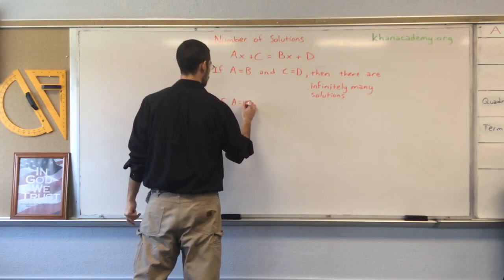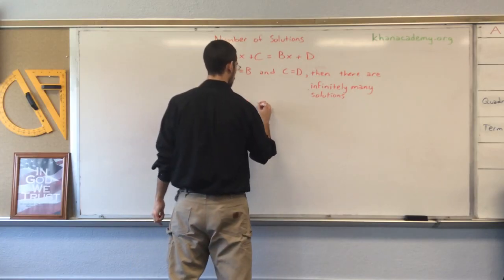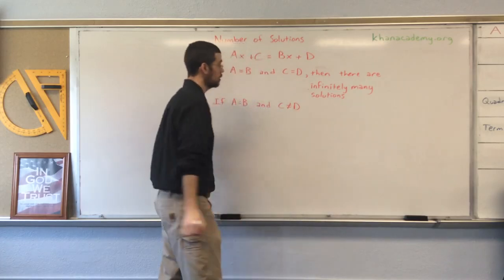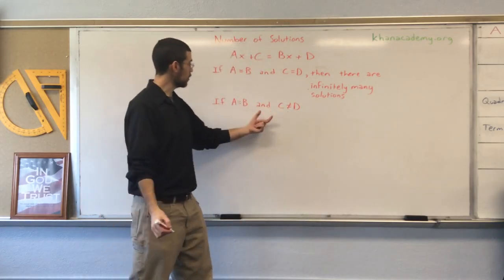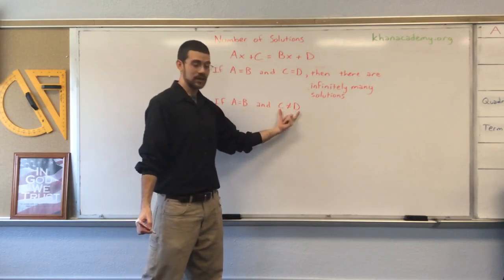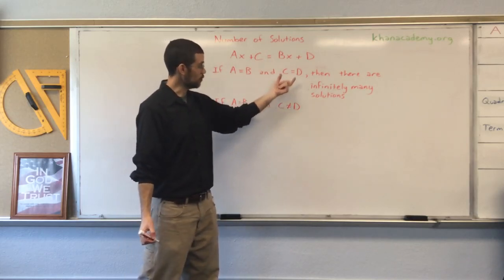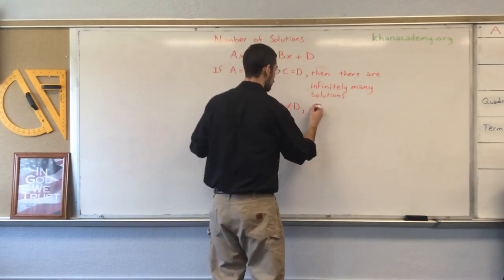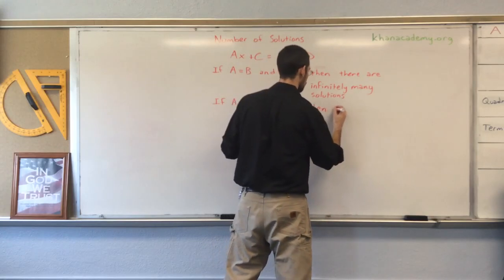If A equals B and C does not equal D, well, that means we ended up with the x's canceling, and we ended up with an equation that's false, because if you claim that C equals D when it doesn't, then there are no solutions.